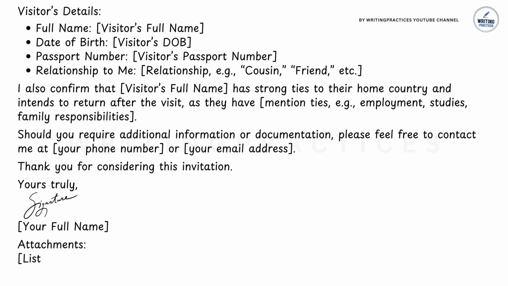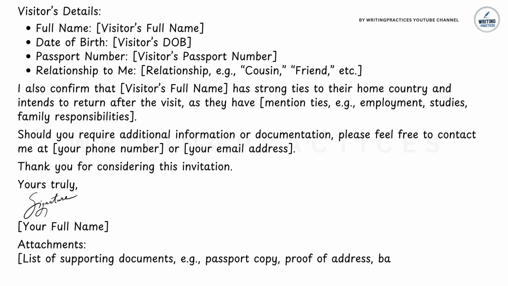13. Attachments. List any documents you've included to support the invitation. This ensures that all necessary evidence is accounted for and can be easily referenced. For instance, attachments: copy of my permanent resident card, recent utility bill, bank statements from the last 3 months.